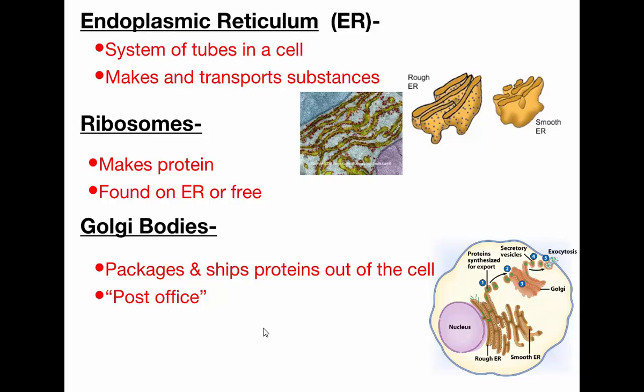What happens is the rough ER and the ribosomes together make the proteins, send them off to the Golgi bodies, which package them up into these little bubbles, which then leave the cell. I say they kind of look like a stack of pancakes with delicious drops of pure maple syrup right next to them.